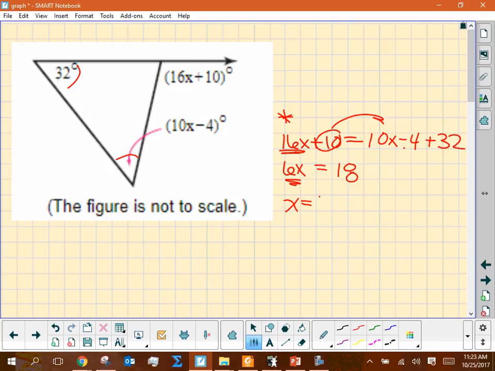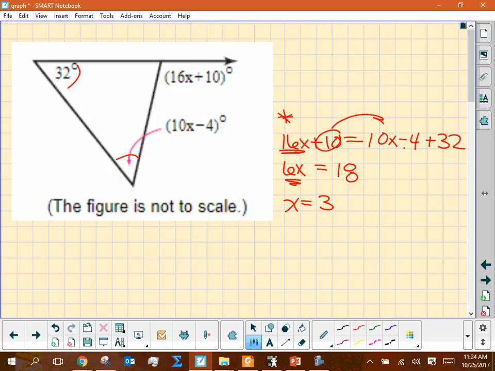Or 3. I said 3. Huh? You said 4. You said 2, and then I said or, and you said 4. I thought you said 4. All right. So x is 3.